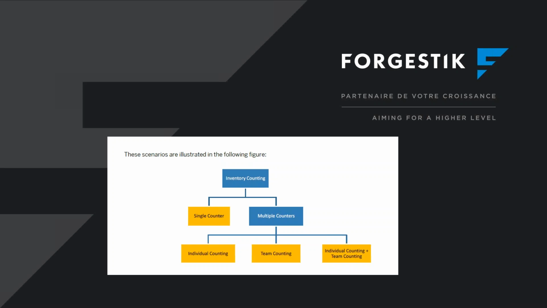We could also have those two people working in team counting. What it means is that they will split the job, they will count their own part of the stock, and after that we will add together those quantities. So that is the difference. My suggestion is that we will start with the most simple one, which is a single counter. We will go through the procedure, and after that we can look at the individual counting. After that, we can look at the multiple counters, whether they are individual or team.